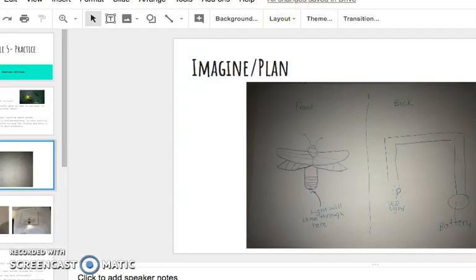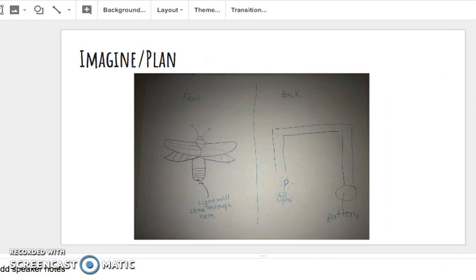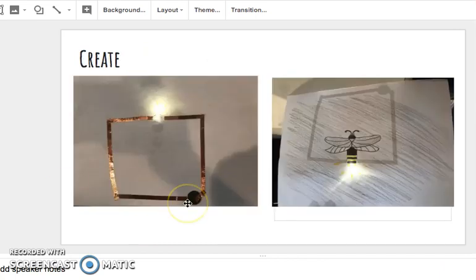So when I went back, I recreated it. And here was when I created it again. And of course, as you can see through the paper, the light is shining and my circuit was properly working. And this is the front of the paper with the light shining, so it was successful.